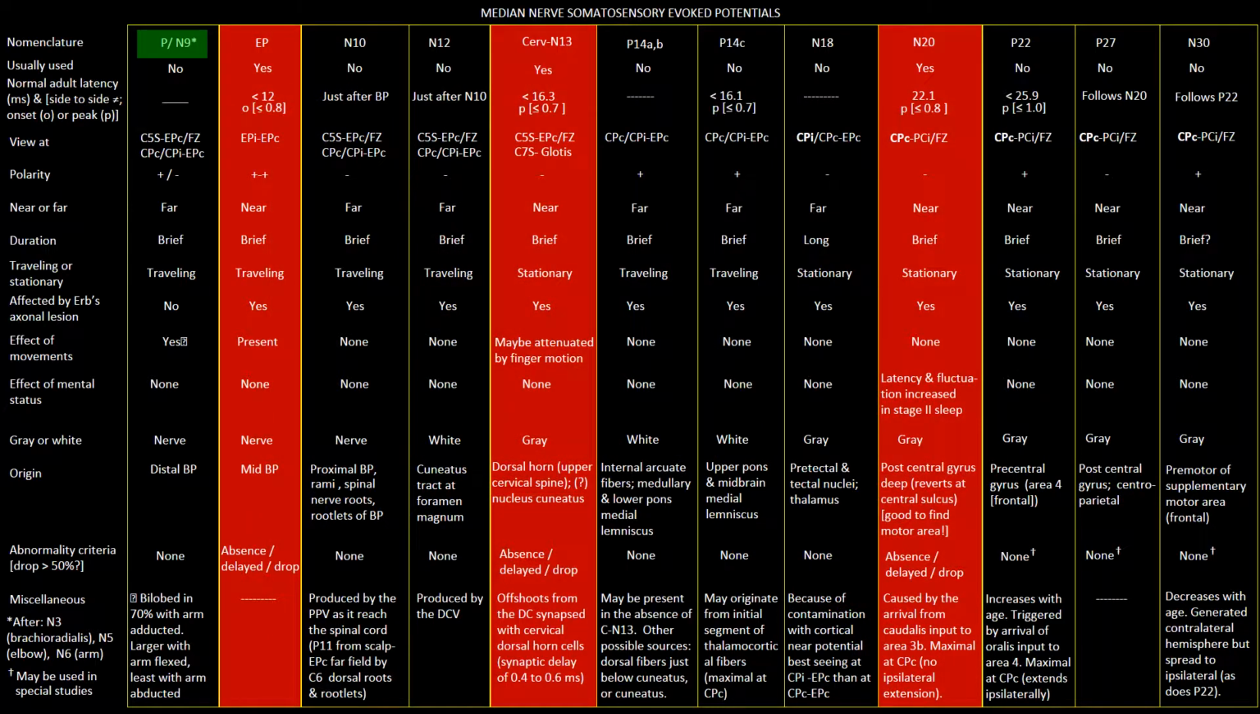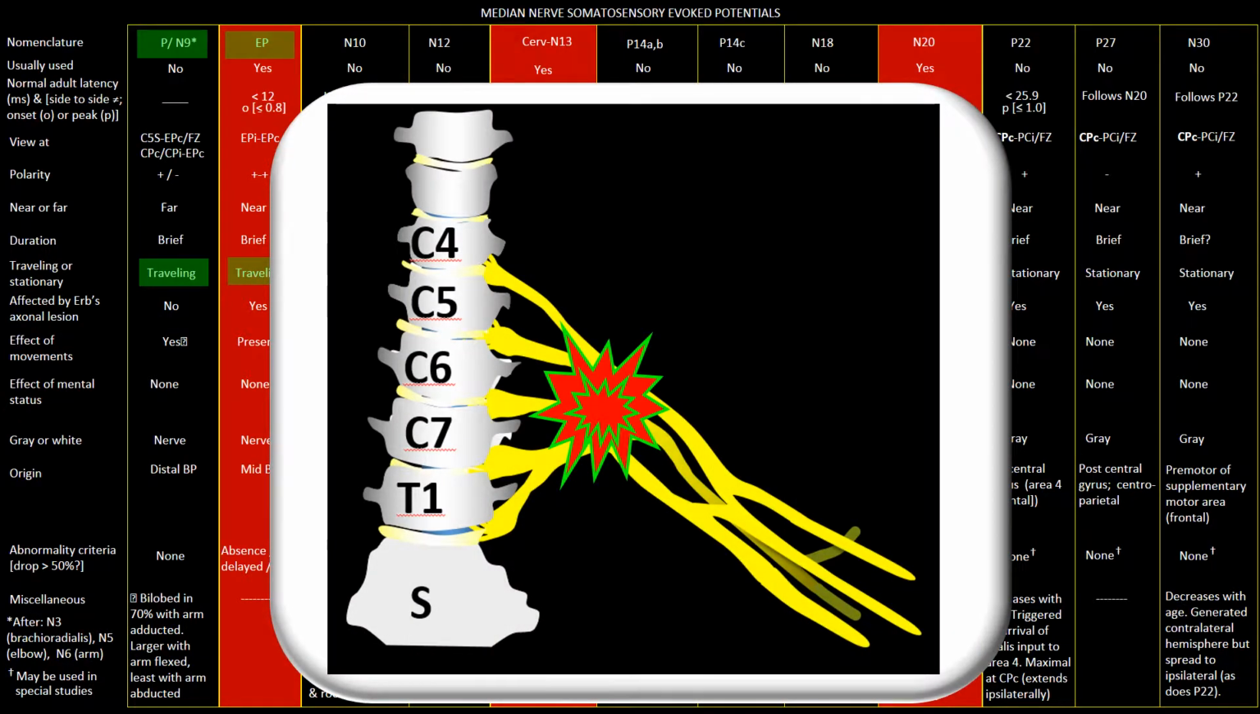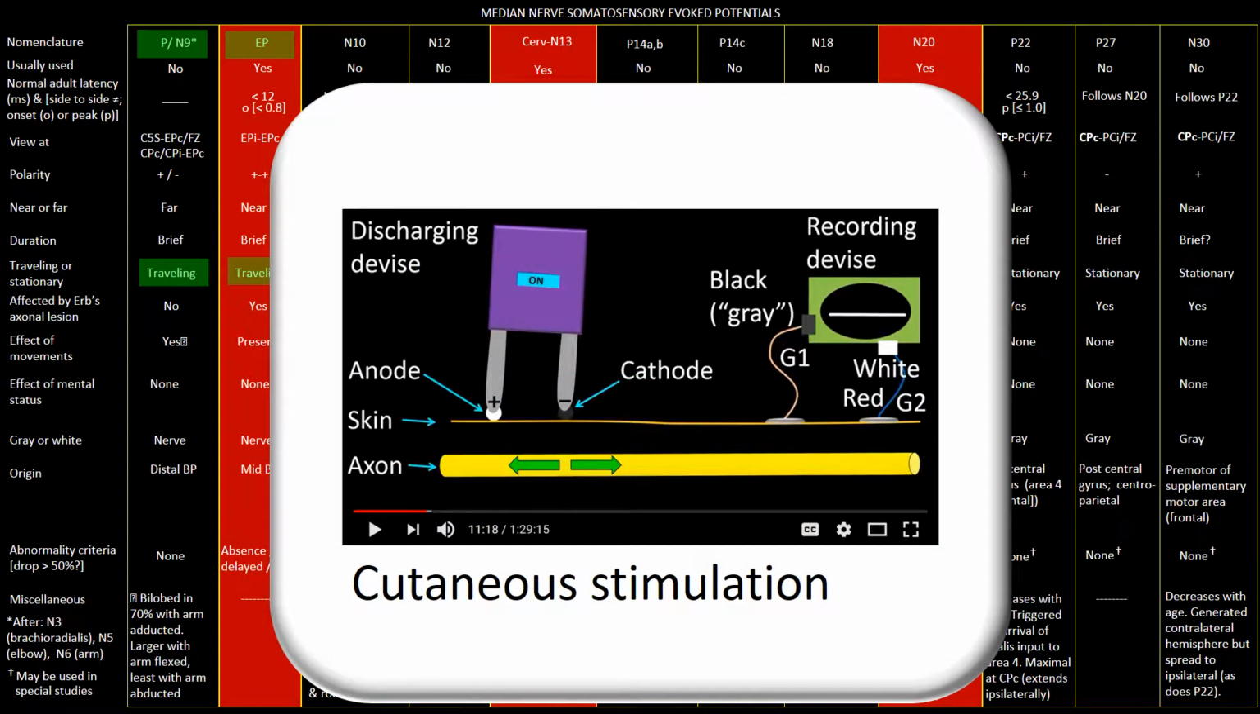So P-N9 is a traveling field. Next, I will mention another traveling field, that is the Erb's point potential. This potential originates at the level of the trunks in the brachial plexus. This potential was thoroughly addressed in a prior video titled Cutaneous Stimulation.